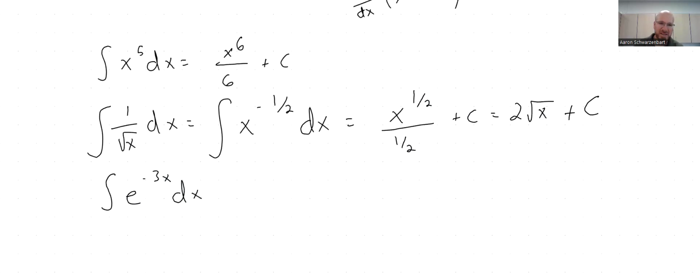E to the x is just e to the x. But the chain rule would say I would multiply by -3, so to reverse the chain rule, I must divide by -3. So this -3 here, instead of multiplying by the derivative of the inside, I must divide by it. Okay.